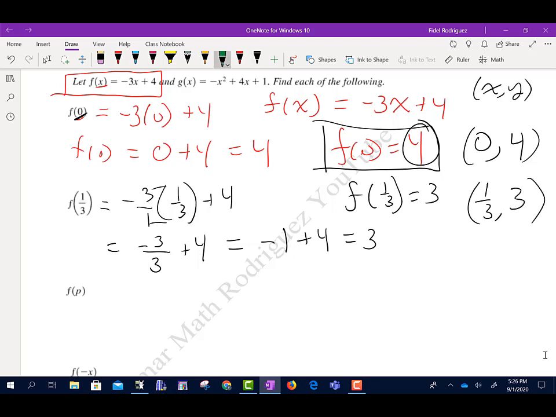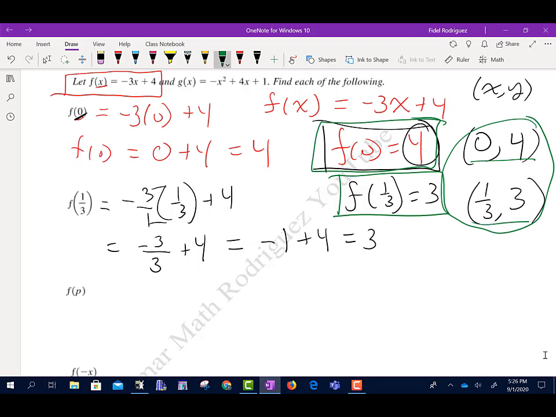Now, I want to mention something. The directions are only asking me to find those values. That's what I'm doing. But throughout chapter 2, we're going to talk about graphing functions. And I would just want you to understand that this is, in essence, what it is we're doing, okay?